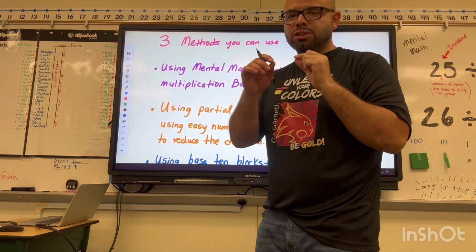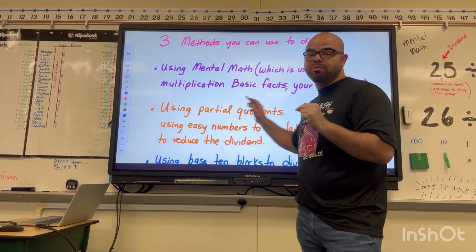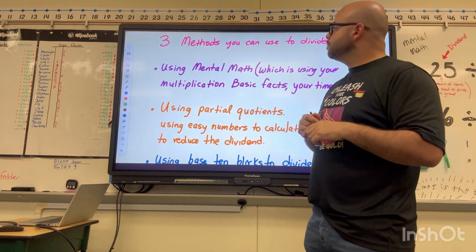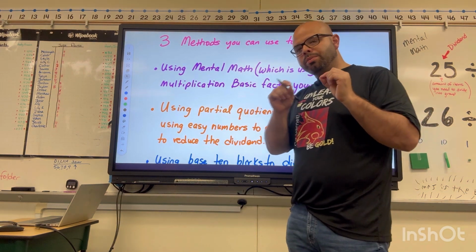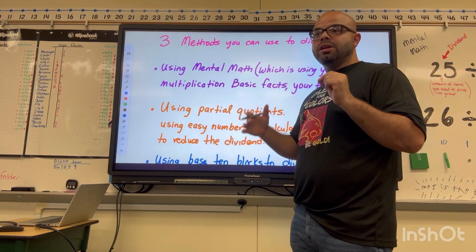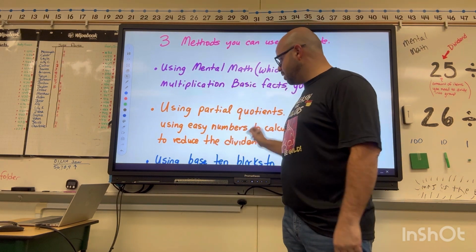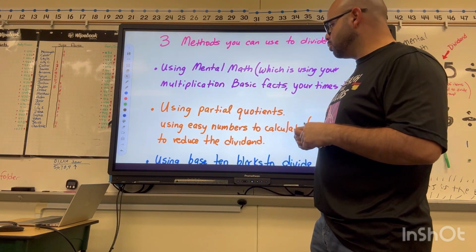It hasn't been touched too much because they've been struggling with partial quotients. So I've been hammering this down a little bit more. They did see it a little bit, but I haven't really got into it just because they've been struggling with this. I want them to get the partial quotients more.